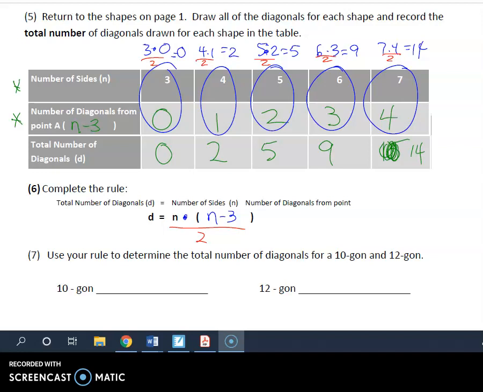So if I want to find the number of diagonals for a 10-gon, take the number of sides, which is 10, times 10 minus 3, all divided by 2. So we're going to take 10 times 7, divided by 2. Hopefully you found that for a 10-gon, or a decagon, there are 35 diagonals altogether.